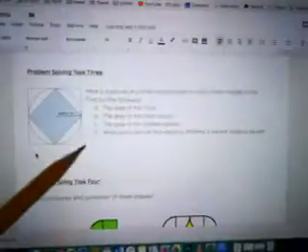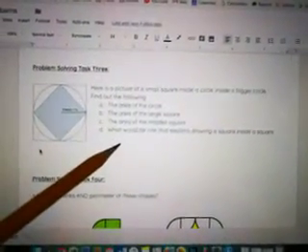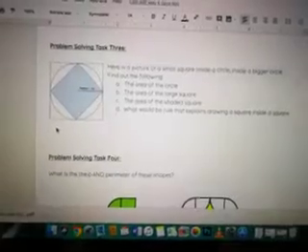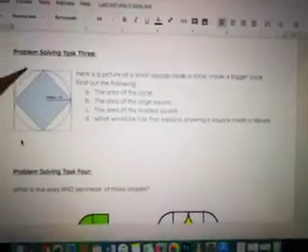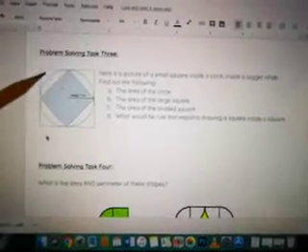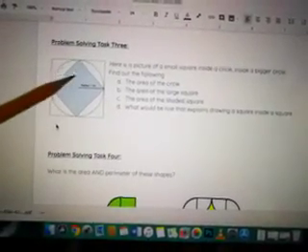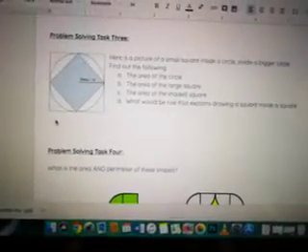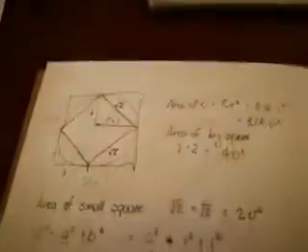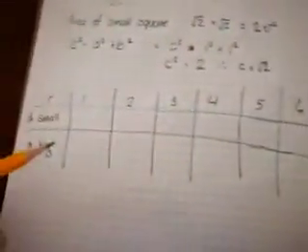Okay, the second part is we're trying to find out what a rule would be. What's a rule that explains the relationship between, say, this small square and the circle, and the circle and the big square? Is there a relationship? So we're going to make a little bit of a table here.